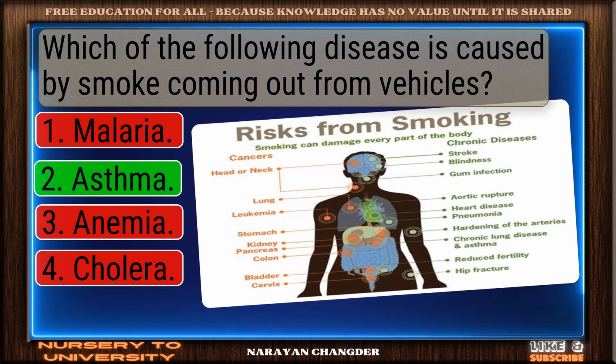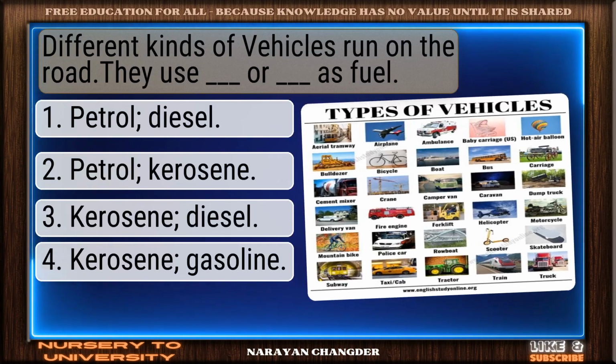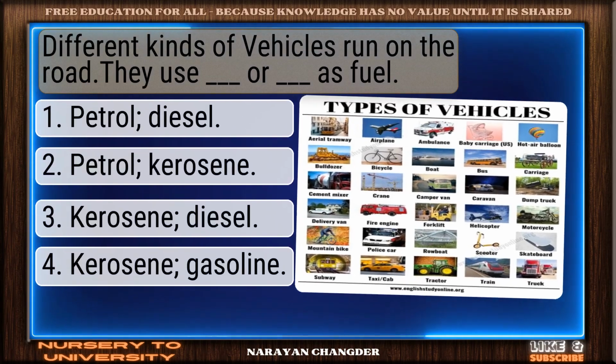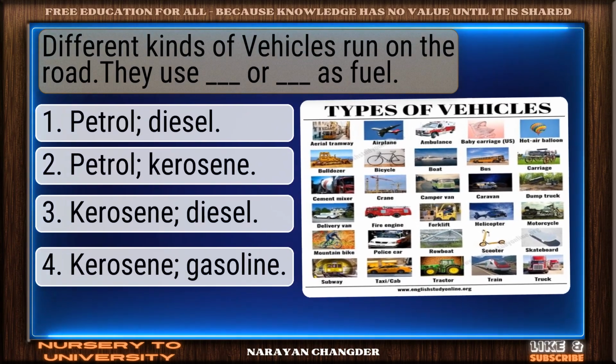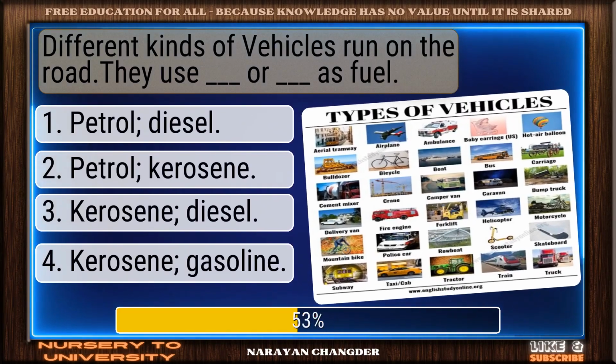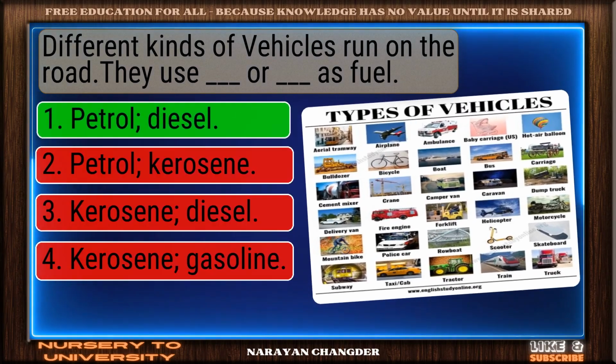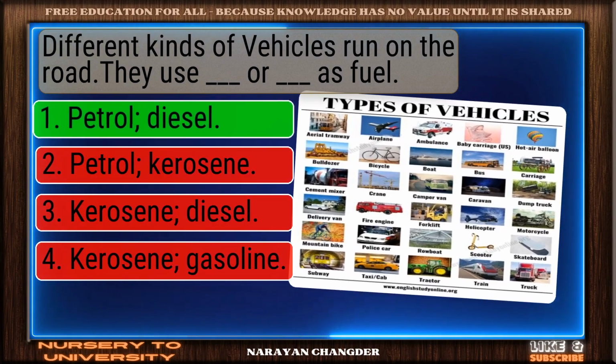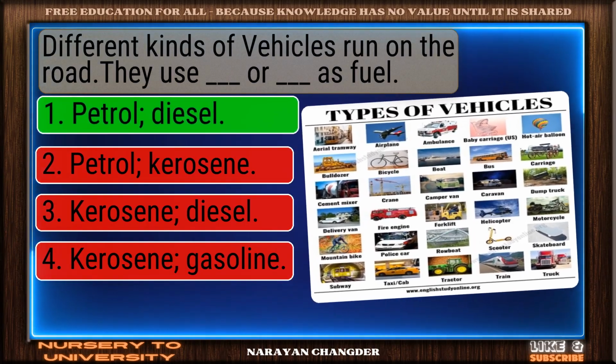Great job. Asthma is the accurate answer. Different kinds of vehicles run on the road. They use dash or dash as fuel. Well reasoned. Petrol, diesel is the correct choice.